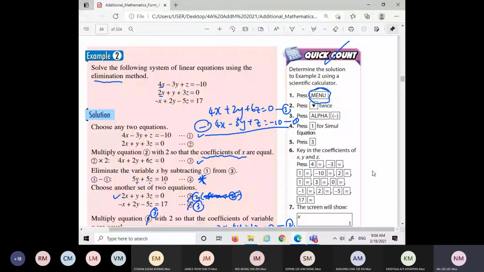Okay, so this is the day I asked you to go and try on your scientific calculator. Actually, your scientific calculator can solve simultaneous linear equations in 2 variables and also 3 variables. So maybe I will show you one example. We're using that day's example 2. Okay, so I will call out the scientific calculator.